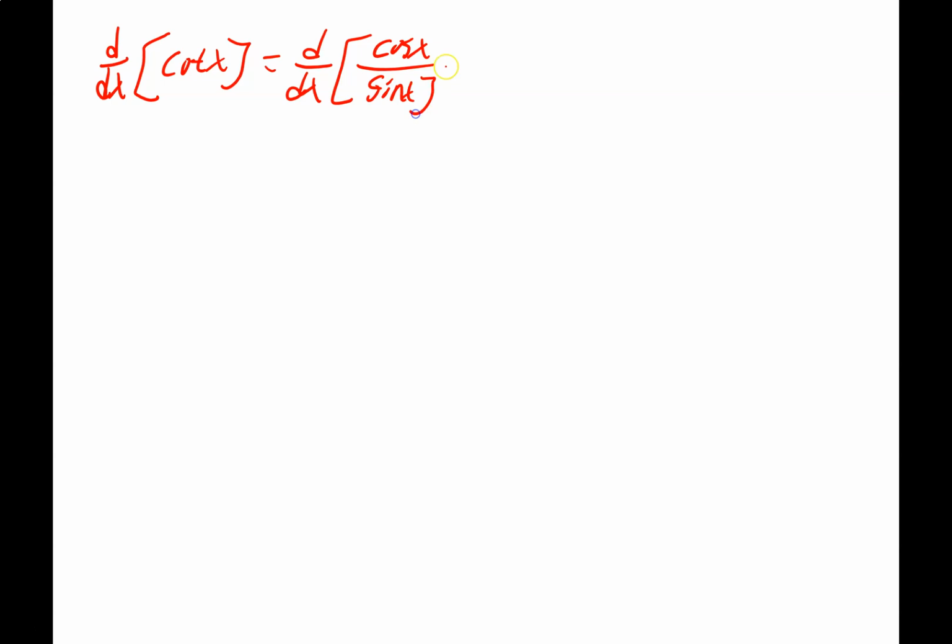Otherwise, here we go. So the derivative with respect to x of the cotangent of x is the same as the derivative with respect to x of, again, I could do 1 over the tangent, but I think you'll find it's a little easier to go with cosine over sine. And again, we're going to do a little quotient rule. Here's my f, here's my g. So again, I need an f prime g minus fg prime all over g squared.